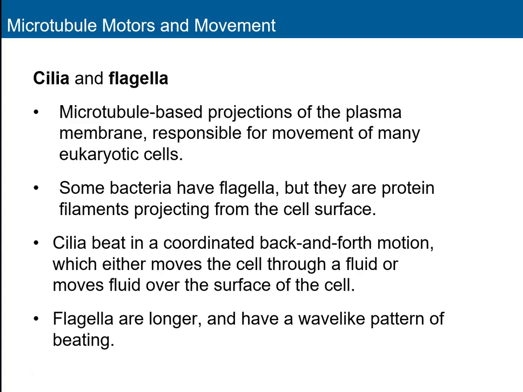Cilia, okay, will move in a coordinated back and forth motion, which can either move a cell through fluid, right, or it can move fluid over the surface of the cell. So if you think about cells that line the trachea, as air is coming in there and there's water in there and particles, those cilia can actually trap things and then get them back up. So they're catching what's there. There are ciliated single-celled organisms that move around via cilia. There are ones that use flagella as well. An example of cells with flagella in our bodies are sperm cells, okay?